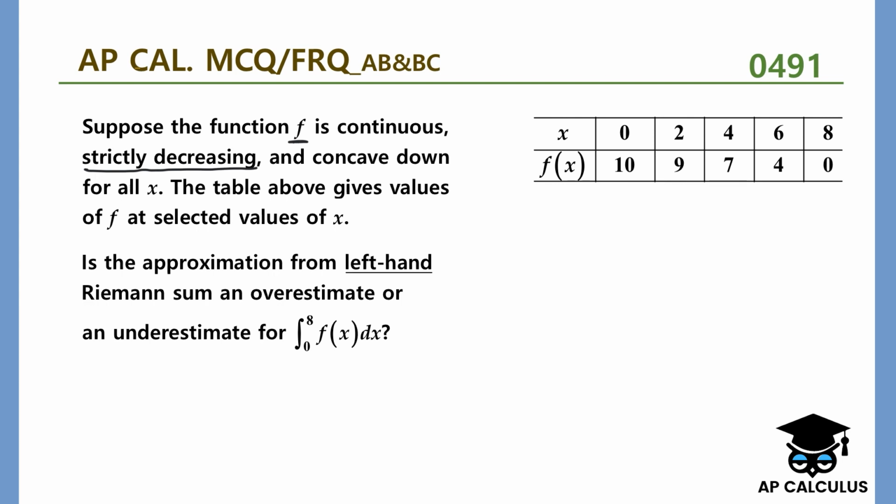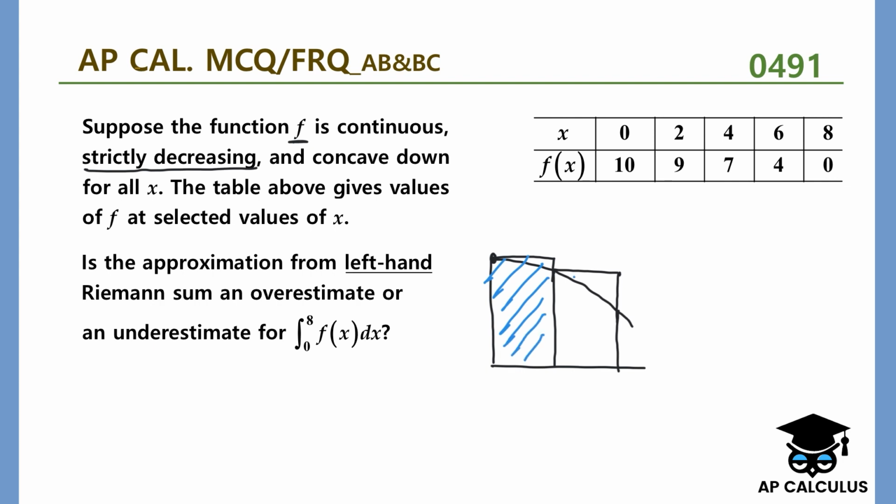Let's draw the function f, a decreasing function like this, with the two subintervals, like that. If we draw the rectangle from the left-hand side, which means left-hand Riemann sum, right? Like that. This rectangle, the area of the rectangle is always an overestimate for the definite integral, right? Which is greater than the area under this curve, right?